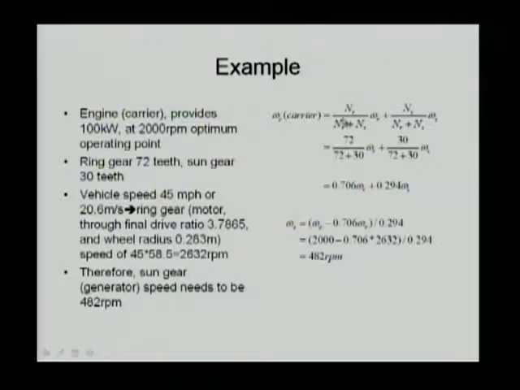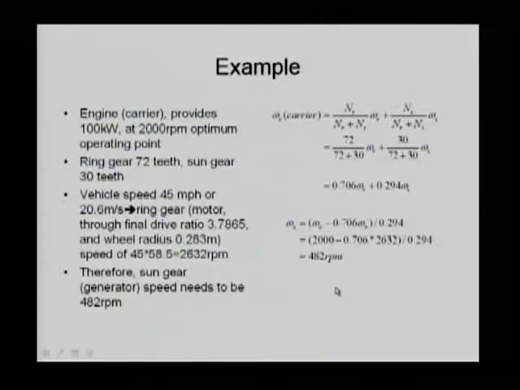Using the speed coupling expression, on the right hand side you can see that the carrier speed is equal to these two added together. We know the number of teeth, and we know omega r right now. So the only unknown is omega s, because omega c is what we expected. Based on the expected 2000 RPM, we can calculate that omega s is 482 RPM.